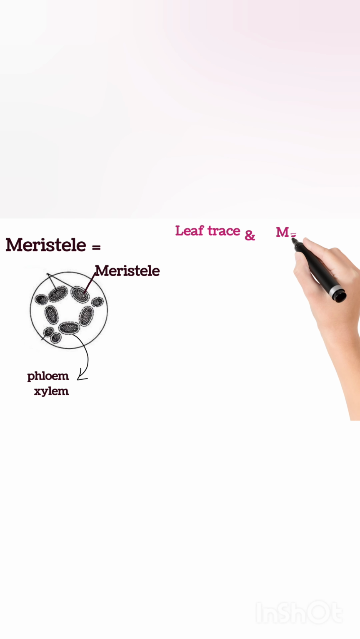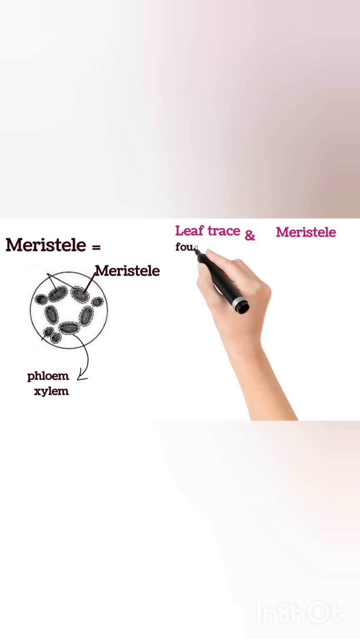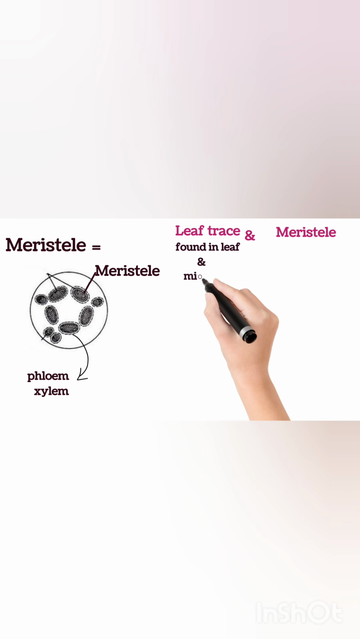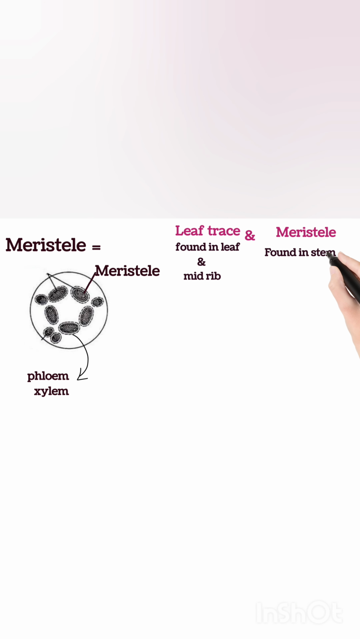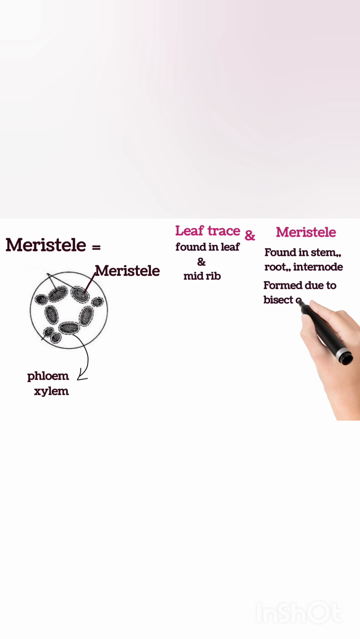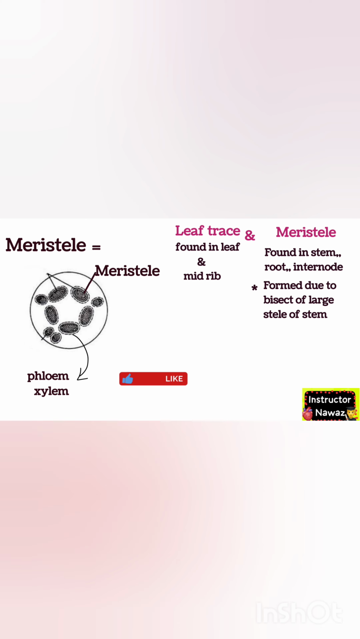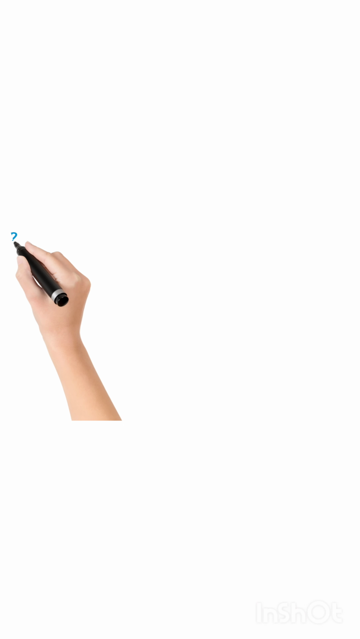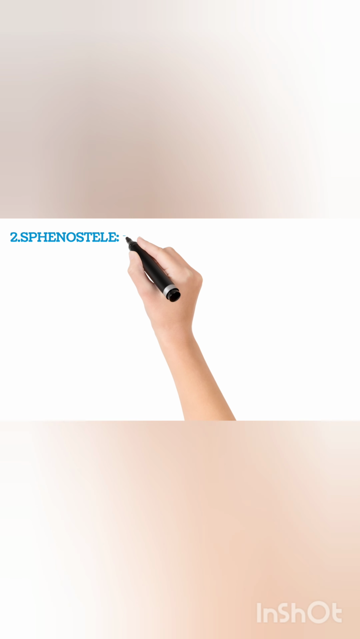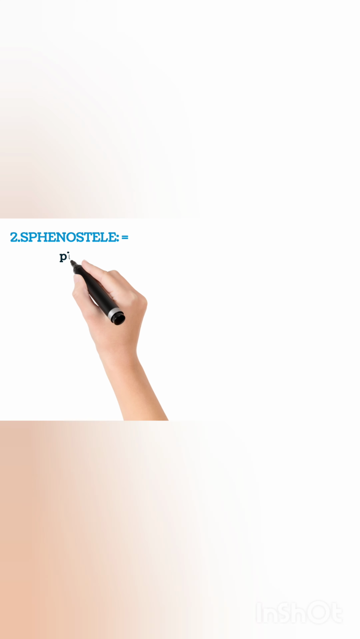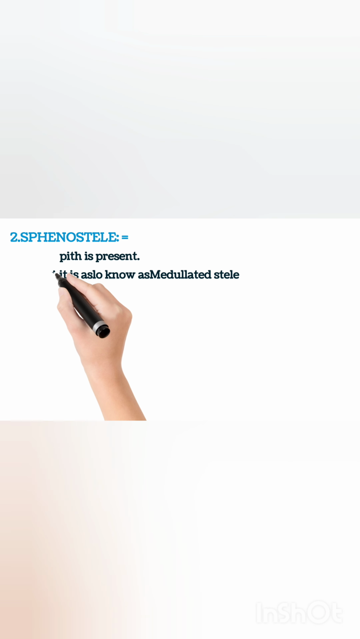Let me differentiate these two. Leaf trace is found only in leaf, and it later on forms what we call the midrib. Whereas meristele is found in stem, root, internode, and it is formed due to bisecting or breaking of a large stem stele. Hope you got the concept. With these terms, we are able to explain beautifully the second type of stele in the plant body. This is called sphenostele. Now in sphenostele, pith or medulla is present. Hence it is also called a medullated stele.